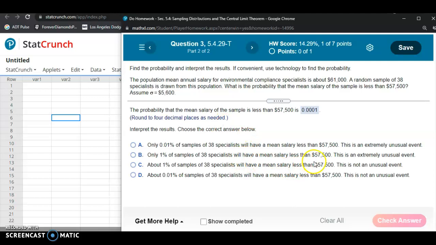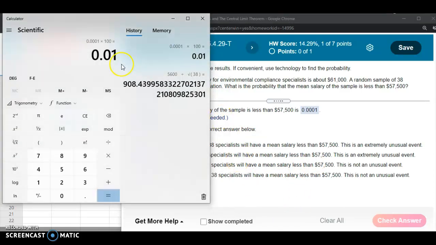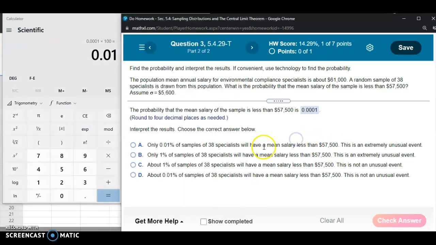And that's quite a small percentage, right? It's 1/100th of a percent. It's a very, very small percentage. So it's very, very unlikely that if you get a random sample of 38 of these specialists, their mean salary, the mean salary of the sample, will be less than 57,500.